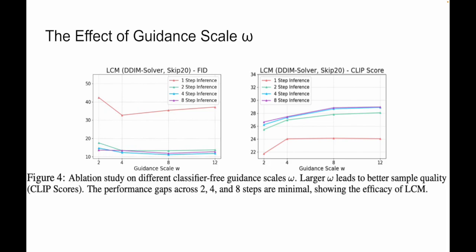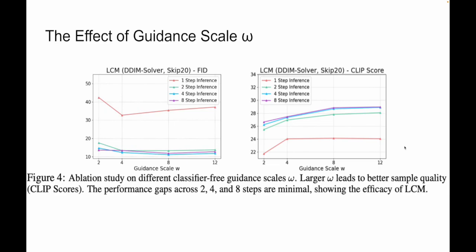The next is the effect of the guidance scale omega. They also examine the effect of using different CFG scalars omega in LCM. Omega balances sample quality and diversity. A large omega generally tends to improve the sample quality indicated by the CLIP scores, but may compromise the diversity measured by the FID scores. Beyond a certain threshold, an increased omega yields better CLIP scores at the expense of FID.